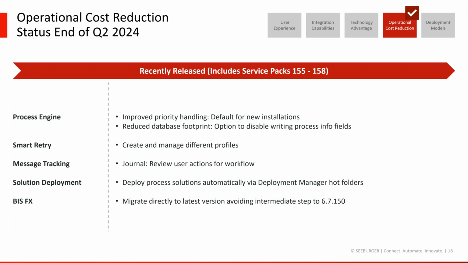In the area of operational cost reduction, we have made a number of changes in our process engine, improved the priority handling here. This has already been shipped for a little while. We're now making this the default for new installations. It basically removes some of the side effects that we had identified between the different priority buckets.